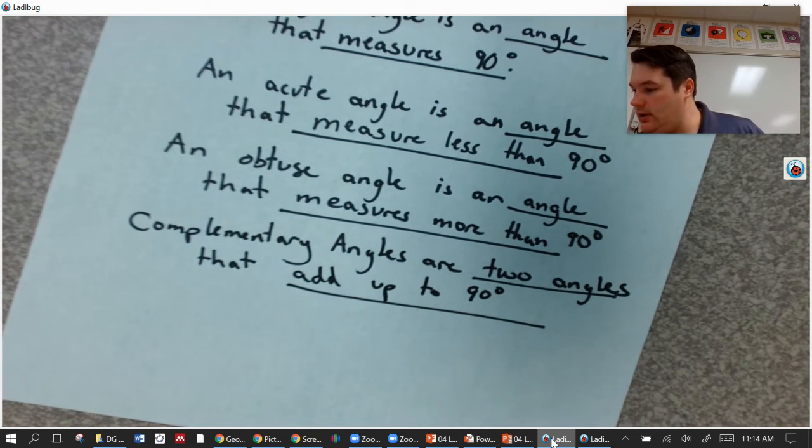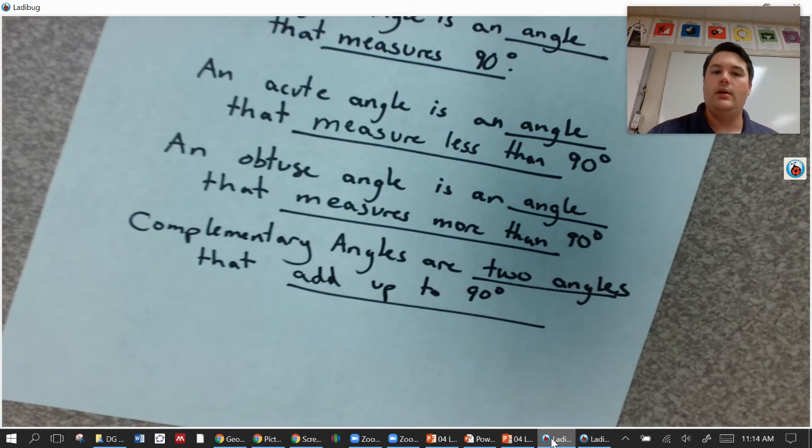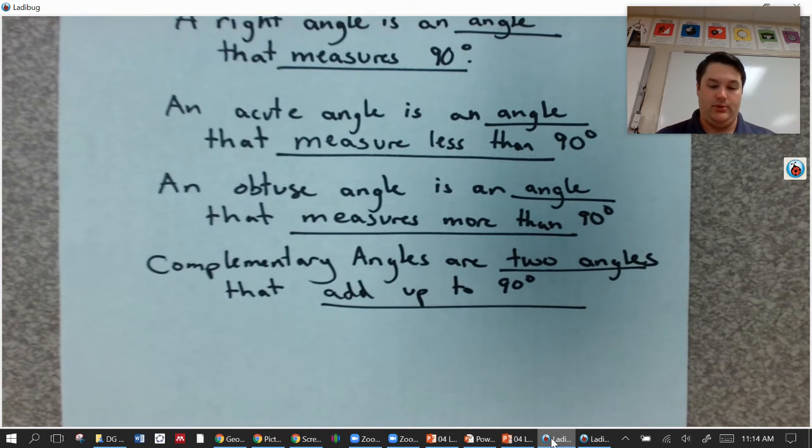Oh man, someone's calling me. Okay, put that away. So complementary angles, two angles that add up to 90 degrees.